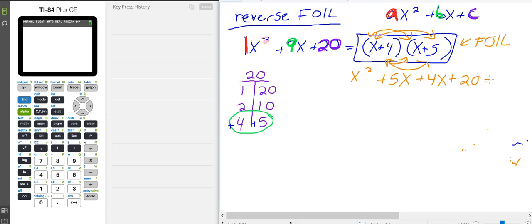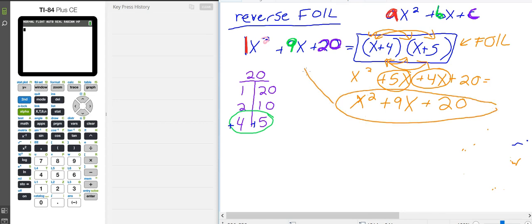So let's combine like terms. X squared, there's no like term for x squared. Plus 5x and plus 4x, those are like terms, we can combine them to 9x. And plus 20, there's no like terms, that's just plus 20. Is that our original equation? Since it is, the answer is correct.